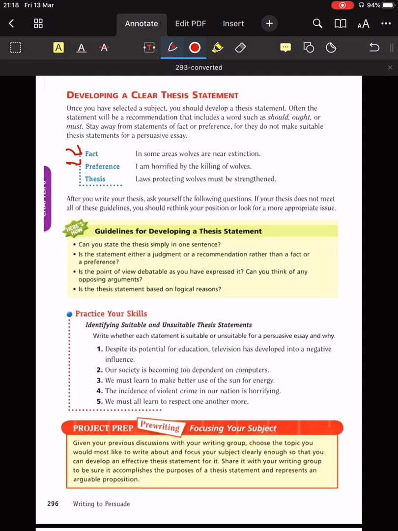A proper thesis should be narrow enough to collect a certain aspect of an issue that we can discuss later on. Laws protecting wolves must be strengthened. So notice he's talking about the idea of protecting wolves, and that the laws that protect the wolves should be strengthened. Of course, now, how will they be strengthened? This should be discussed in your essay. All right?